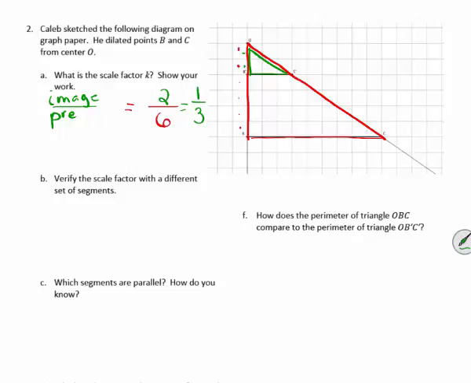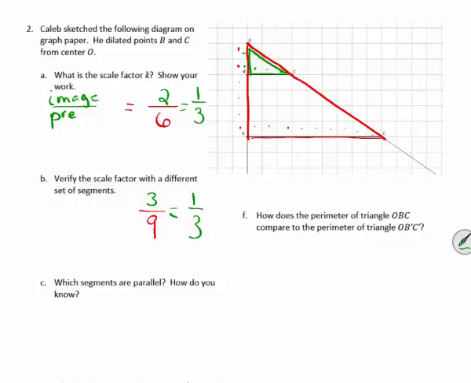Verify the scale factor with a different set of segments. So now I'm going to use the horizontal ones. Again, my pre-image is 1, 2, 3, 4, 5, 6, 7, 8, 9. That goes on the bottom. My image is 1, 2, 3. That goes on the top. 3/9 also reduces to 1/3.